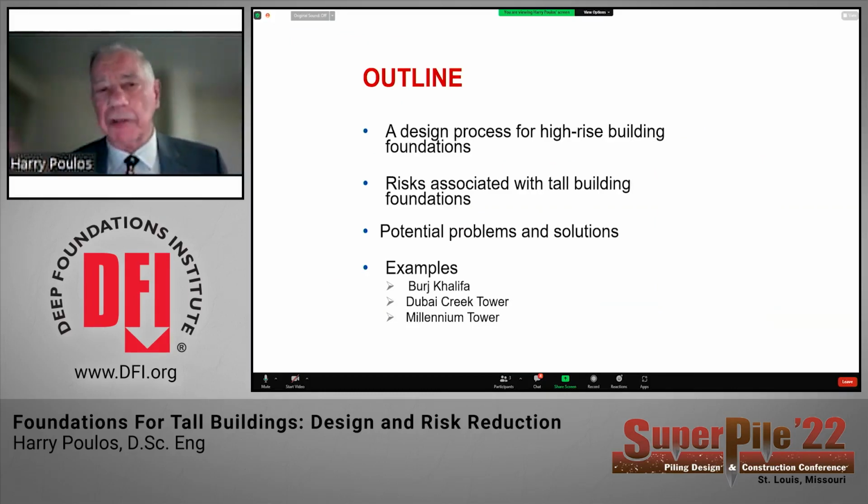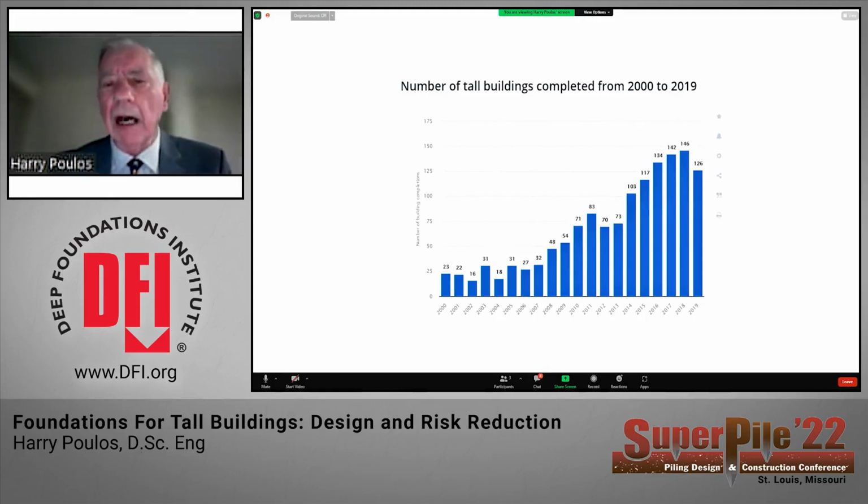I want to start off just by talking about the design process generally for high-rise building foundations, and then outline some of the risks that I see associated with those foundations, some of the problems and solutions that we can contemplate. And then I'll talk relatively briefly about three examples, the Burj Khalifa, the Dubai Creek Tower, and the Millennium Tower in San Francisco.